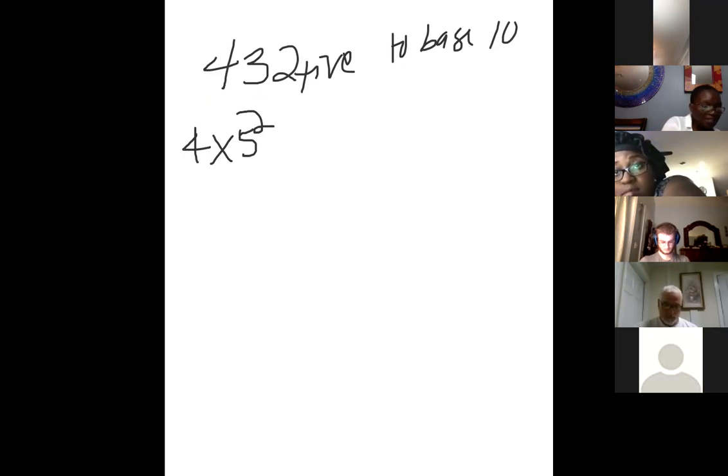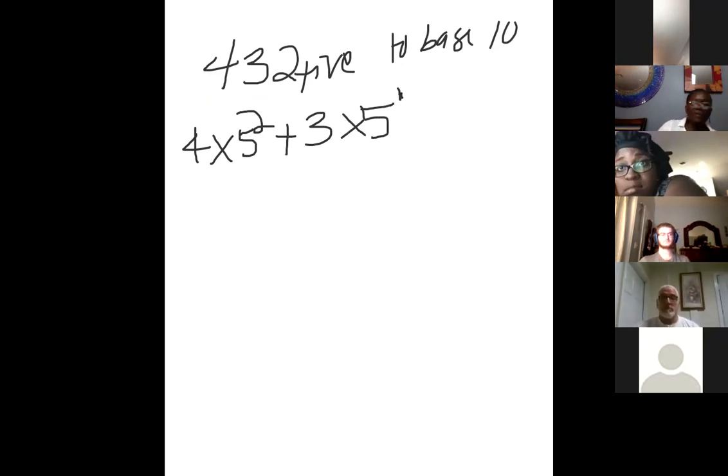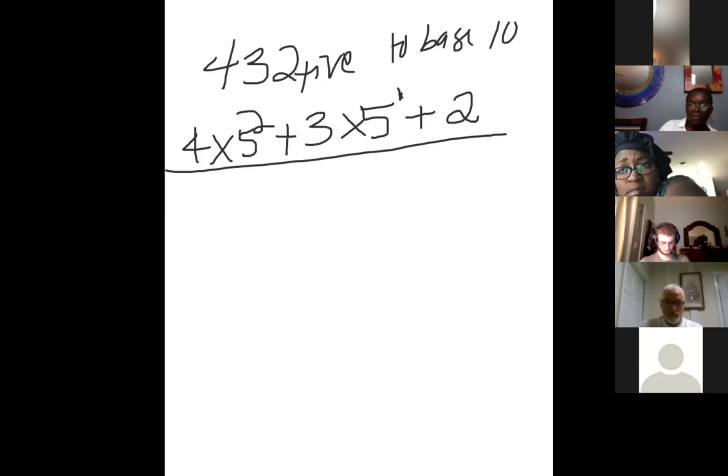Plus the next digit down, which is 3, times 5, times its place value, which is 5 to the first power. By the way, you don't need to put that first power there. And then the last digit, you can just add it on there. You don't have to put 5 to the 0 power. And then you just throw this on your calculator. Let your calculator do it for you. Put it on the calculator, guys.